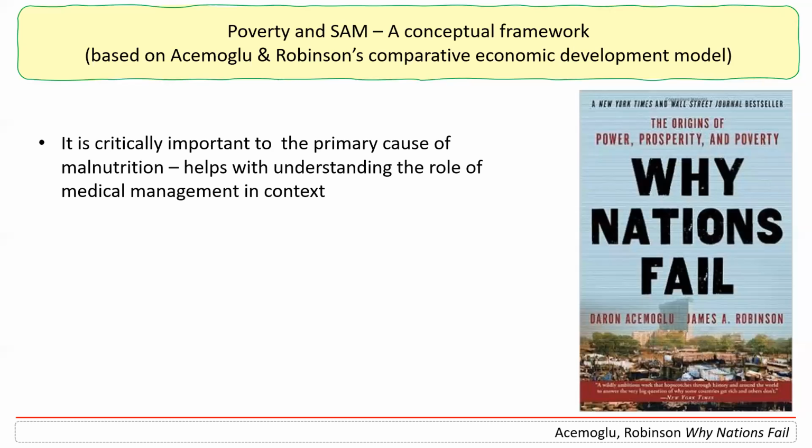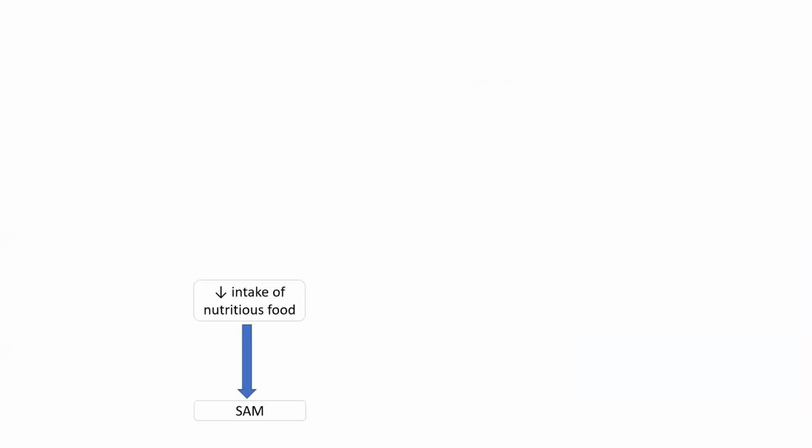So a few years ago, I read a book by the economists Acemoglu and Robinson, who proposed a model of economic development and explained why some nations are rich and why some nations are poor. And using this particular model, I will explain the role of poverty in malnutrition. Now, almost everyone agrees that malnutrition is caused by reduced intake of nutritious food, whatever causal model you use, whether you're talking about the microbiome or any other model. And almost everyone agrees that this is true.